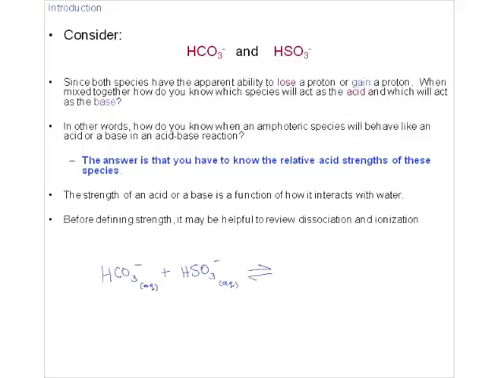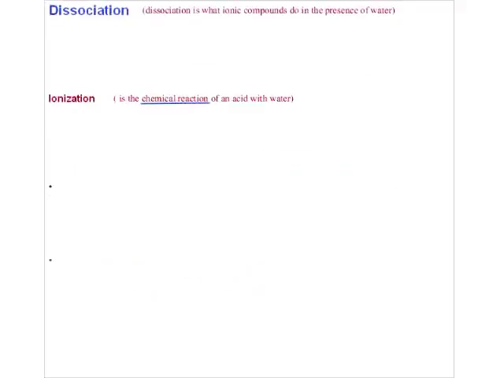Now before we do this, we're going to have a look at dissociation and ionization. So this is what we're looking at here. We're saying, okay, which one of these is going to donate their hydrogens? We're going to come back to this after we do the table. So we'll come right back to this page. Don't let me forget. So here we go.